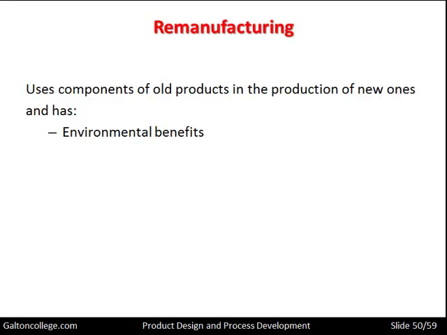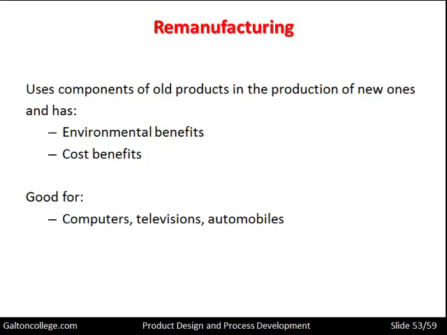Sometimes items don't have to be produced because they were previously produced. And there are cost benefits associated with this. These items may be cheap to acquire as opposed to making them fresh and making them new, which may be costly. It tends to be good for areas like computers and televisions and cars and that sort of thing, where there can be some degree of reusage of different parts, if possible.